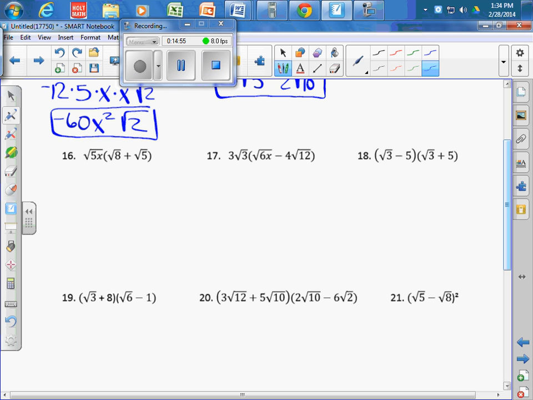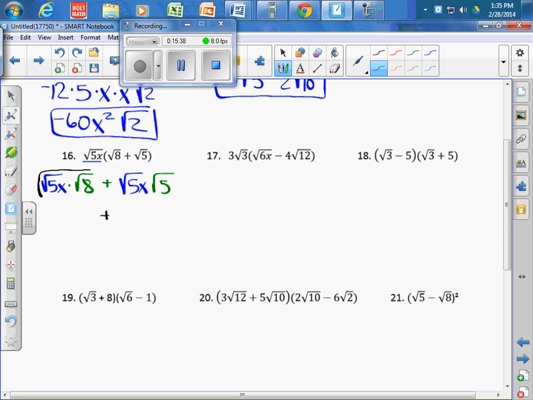In number 16, we have a term outside, radical 5x, and two terms inside. Automatically, when you see this pattern, a number outside and more than one inside the parentheses, you're going to be using, that's right, the distributive property. So we're going to take radical 5x times radical 8. Bring down the plus sign. Then it's that same radical 5x times radical 5.